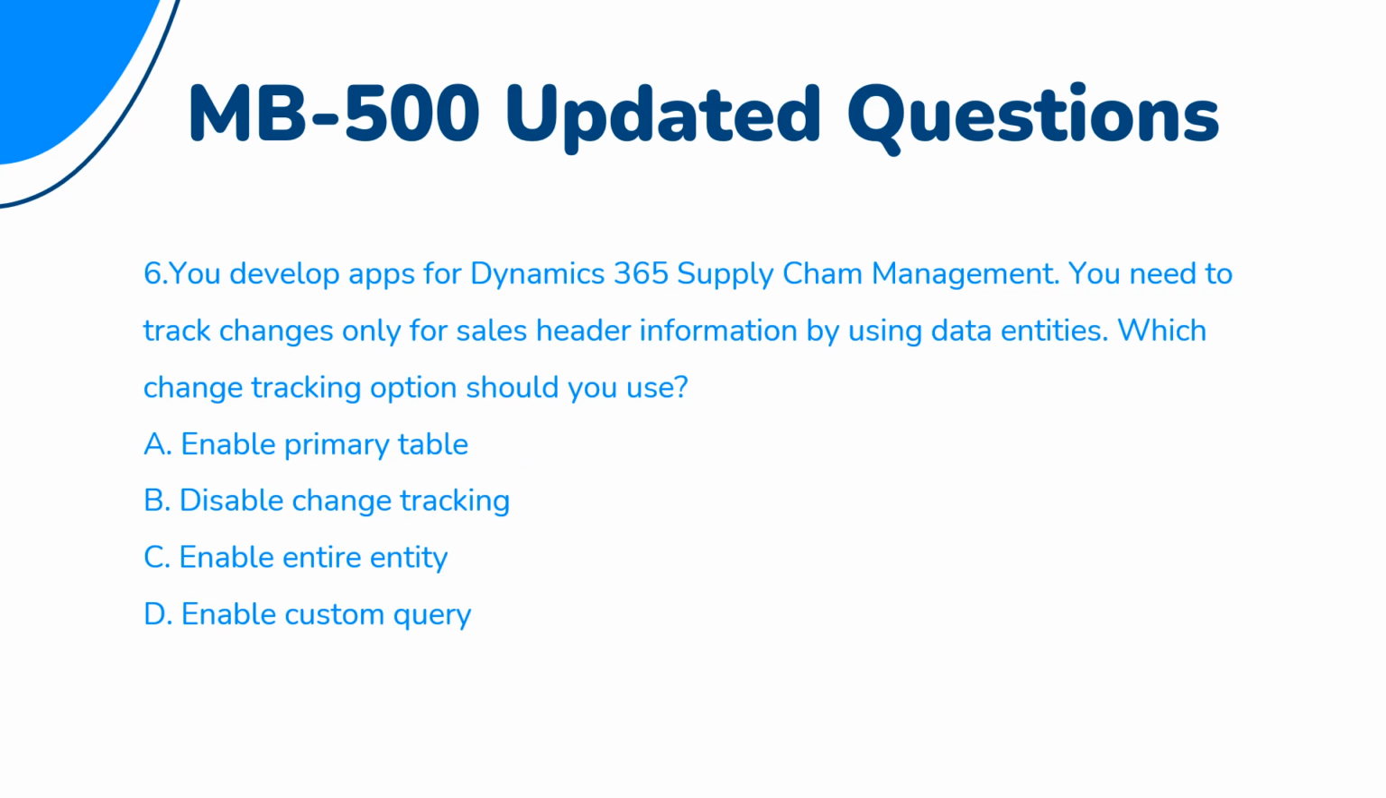6. You develop apps for Dynamics 365 Supply Chain Management. You need to track changes only for sales header information by using data entities. Which change tracking option should you use? A. Enable primary table. B. Disable change tracking. C. Enable entire entity. D. Enable custom query.